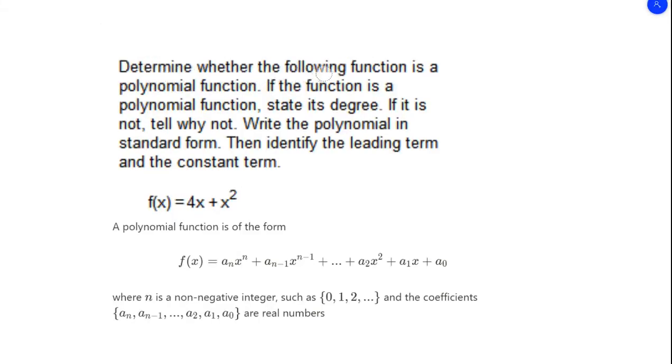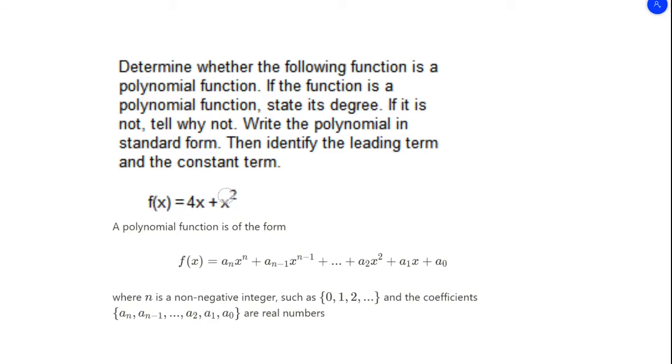Determine whether the following function is a polynomial function. If the function is a polynomial function, state its degree. If it's not, tell why not. Write the polynomial in standard form, then identify the leading term and the constant term. The function that we're working with on this example is f of x equals 4x plus x squared.